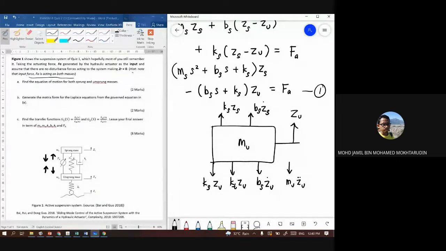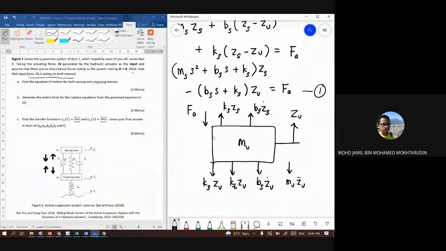And then we have the actuating force. On Ms, the sprung mass, it is acting upward. So on Mu, the unsprung mass, Fa will act downward.